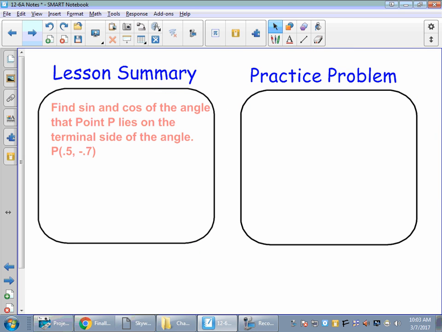All right, so from here, I want you to identify the sine and cosine of the angle formed that lands at point P, 0.5 and negative 0.7. And then I want you to find all 6 trig values of this last quadrantal. We've done 90. I think we did 180. I think we did 360, but we never did 270. So let's go ahead and do 270 here. Good luck.